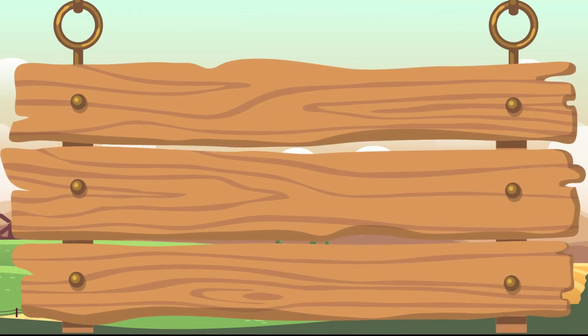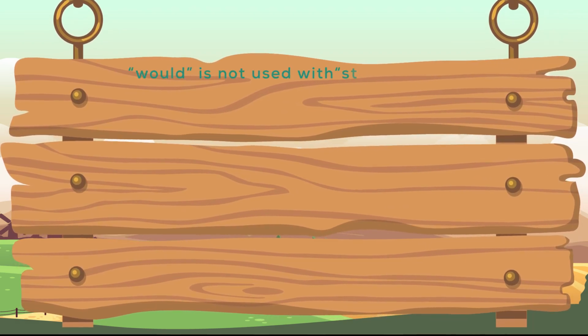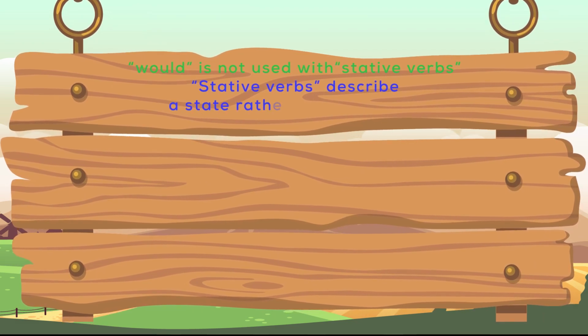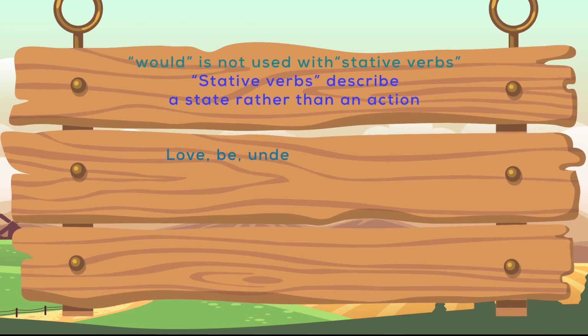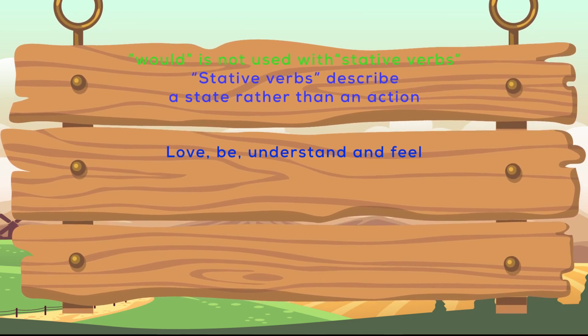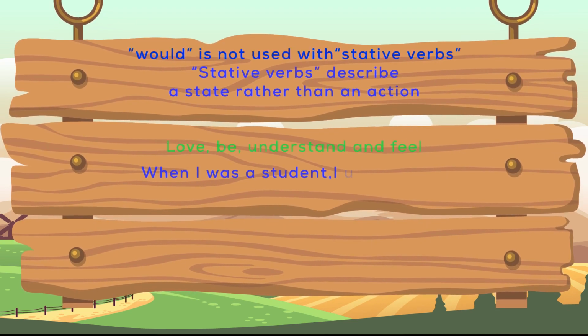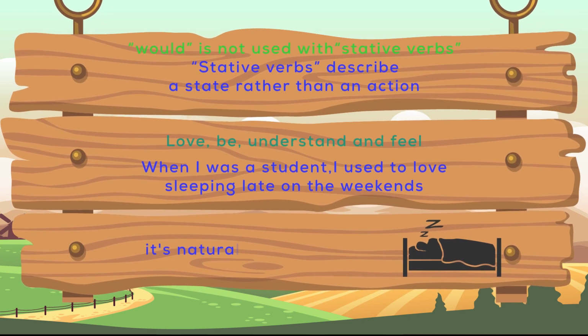The second difference between used to and would is that would is not used with stative verbs. Stative verbs describe a state rather than an action, such as love, be, understand, and feel. Compare these two sentences. When I was a student, I used to love sleeping late on the weekends. It's natural and grammatical.